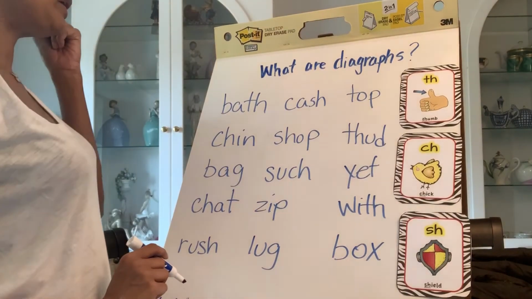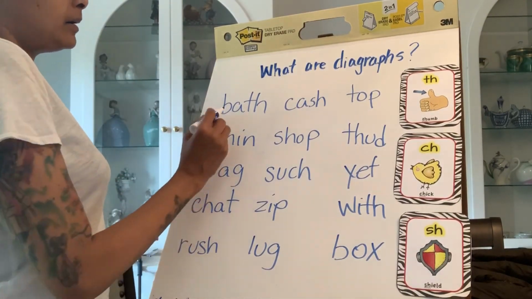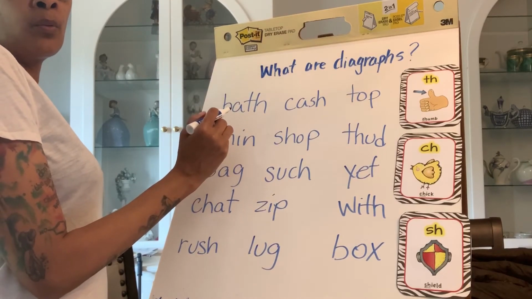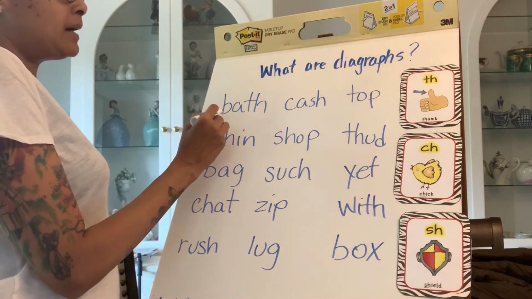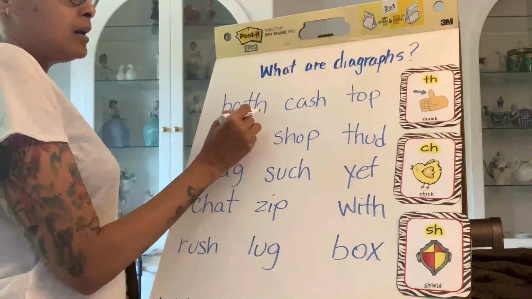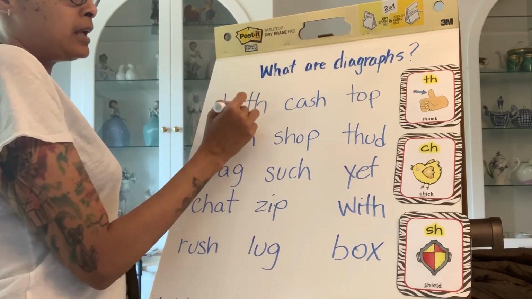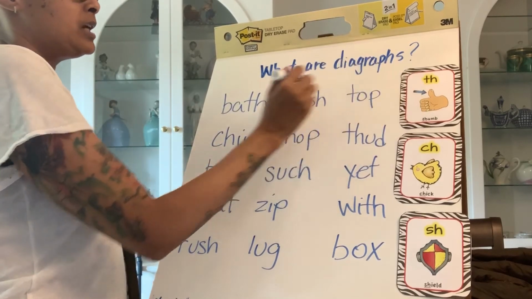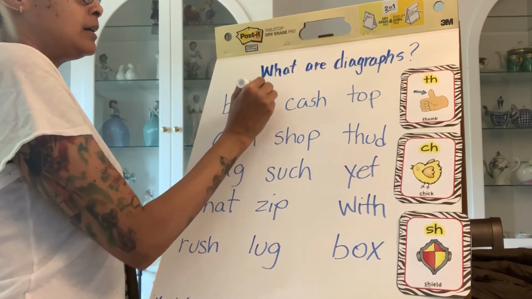Let's look at the word bath. If we sound it out, I'm only going to sound out a couple of them for you, but we'll start with bath. Ba, it's not t. The TH is telling us to make one sound, so this is bath. And we see the TH here, so we're going to circle the TH.